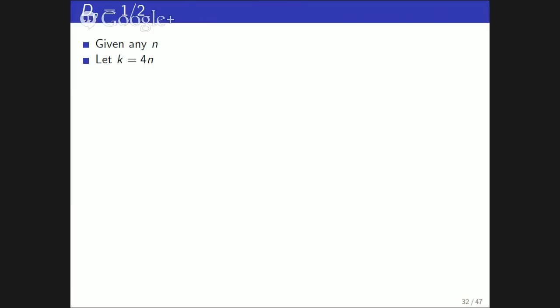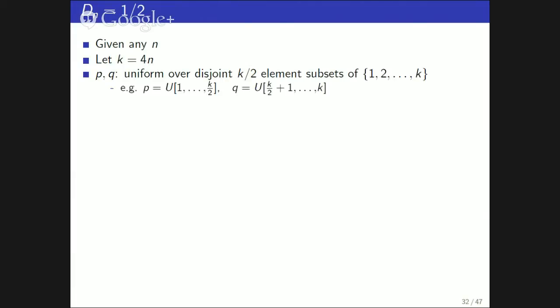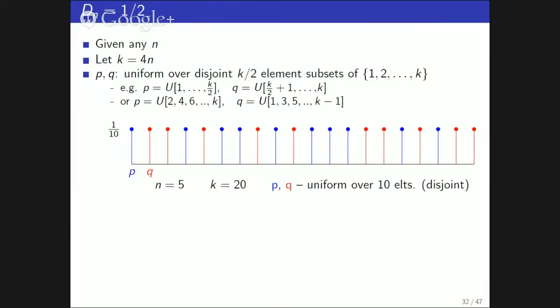So take k to be 4 times n, and let p and q be uniform over a joint subset of size k over 2 of this set. So for example, maybe p is uniform over the first half of the elements, and q is uniform over the second half. Or p is uniform over the even numbers, and q is uniform over the odd numbers. So we're looking at p and q that are disjoint. Each of them is over half the elements. Each of them is uniform. Simple.